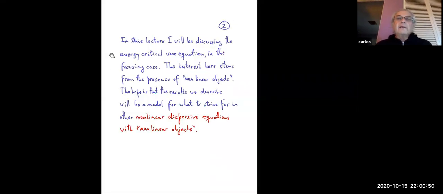So in this lecture, I will be discussing the energy critical wave equation in the focusing case. The interest here stems from the presence of nonlinear objects for the focusing case of the nonlinear wave equation. And the hope is that the results we describe will be a model for what to strive for in other nonlinear dispersive equations with nonlinear objects.